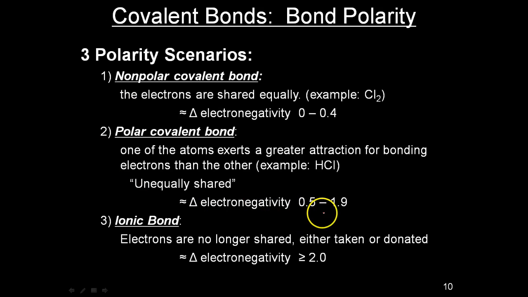If the difference is between 0.5 and 1.9, we consider that a polar covalent bond. One of the species has a partially negative charge and one has a partial positive charge. The species that is more negative has the partial negative charge, and I'll show you how to designate that in a later part. And finally, we have electrons that are actually taken by one of the species. That happens when the electronegativity difference between the atoms is greater than or equal to 2.0. If the difference is greater than or equal to that, it tends to form an ionic bond.